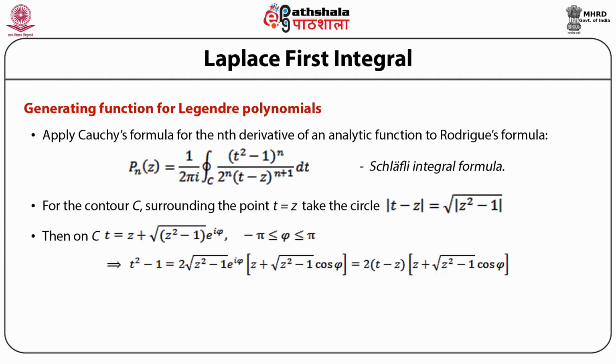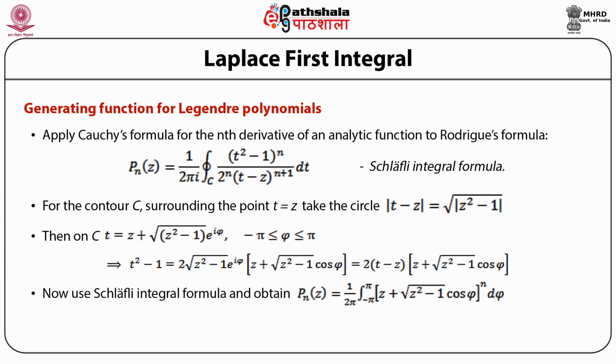This is equal to twice of t minus z multiplied by within the brackets z plus square root of z square minus 1 into cos phi. Hence, from Laplace integral formula, we obtain Pn of z is equal to 1 by 2 pi definite integral over phi within the limits minus pi to pi for the term z plus under root of z square minus 1 cos phi within the brackets raised to power n.